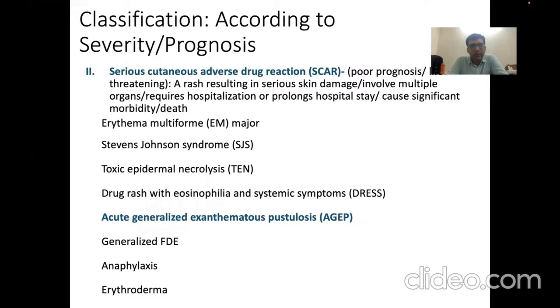And the second classification includes severe cutaneous adverse drug reaction, also known as SCAR. It is poor prognosis. It involves serious skin damage, internal organs, requires hospitalization, and can cause significant morbidity or death. It includes erythema multiforme major, Stevens-Johnson syndrome, toxic epidermal necrolysis, drug rash with eosinophilia and systemic symptoms, also known as DRESS, acute generalized exanthematous pustulosis, generalized fixed drug eruption, anaphylaxis, and erythroderma.